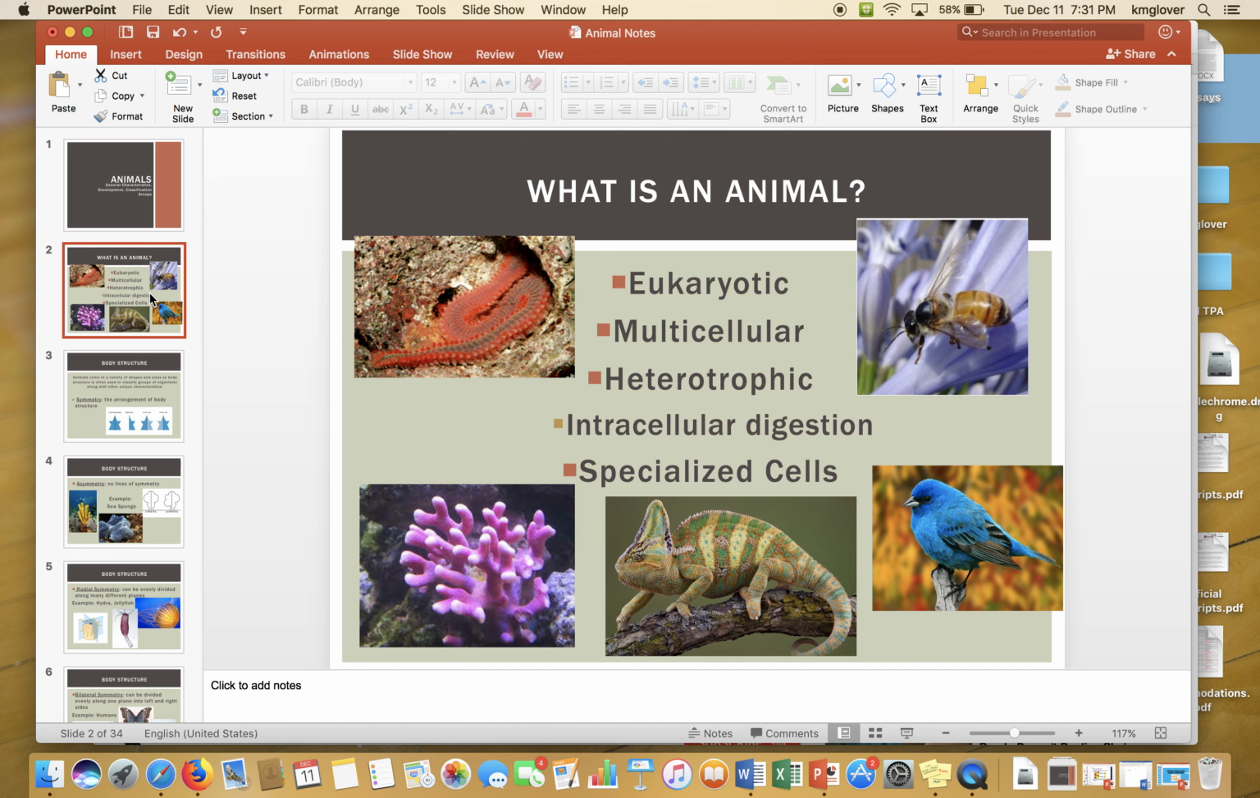You're a heterotroph. If you remember, heterotroph means you consume your food, you don't make it inside your body. A sublevel of that is intracellular digestion, so you digest your food inside the body. It is not external like fungi, when they decompose their food.